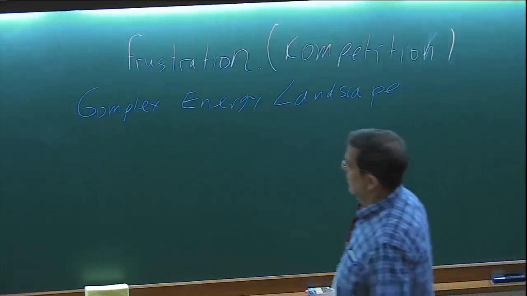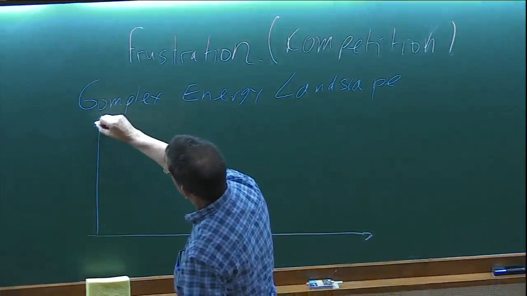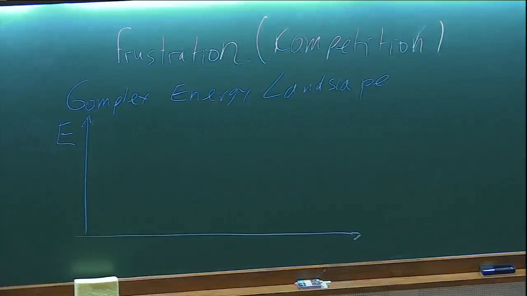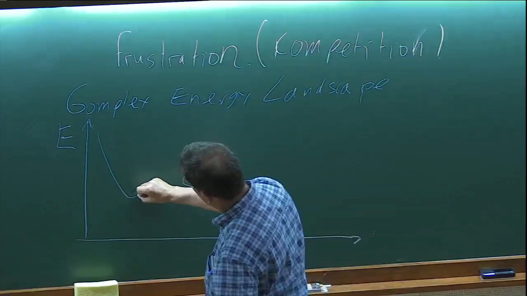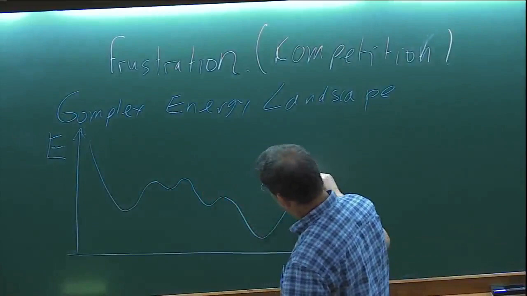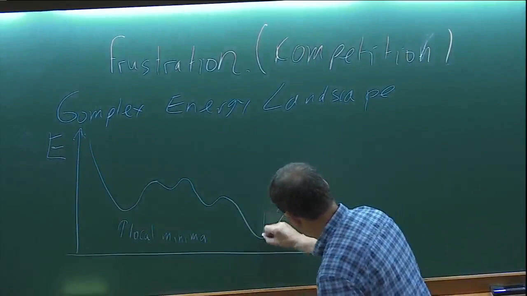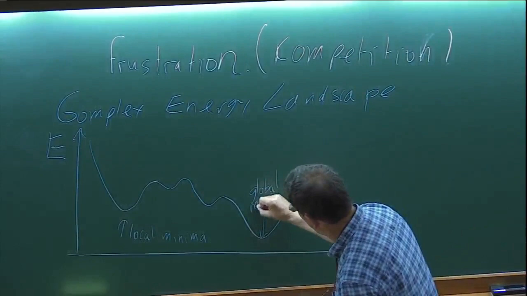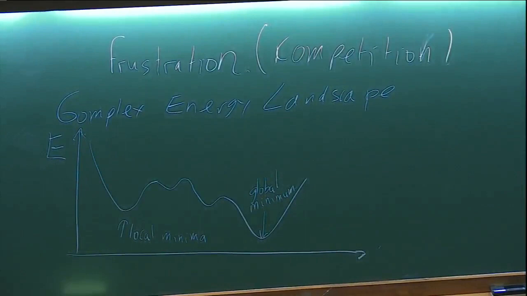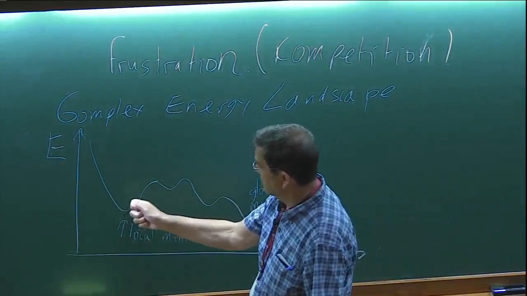So a pictorial scheme is that one imagines if this is the energy, and the energy is a function of many degrees of freedom, but we have to project these many degrees of freedom onto one axis. And the difficulty is that there will be local minima, into which you can easily get trapped, whereas what you would really want is the deepest well, the deepest valley, the global minimum. So how do you find your way to the global minimum when any simple thing you might do will get stuck in the nearest local minimum?